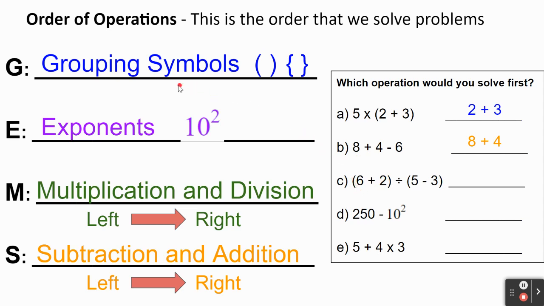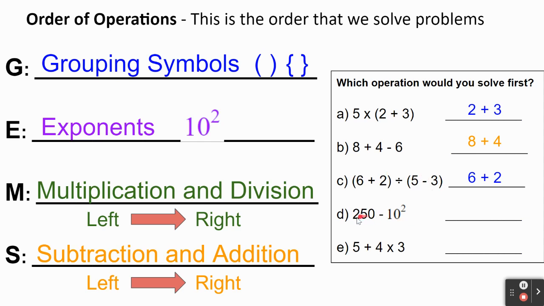We go back to the start and see if there's any grouping symbols in problem C. We can see there are two sets of parentheses, 6 plus 2 and 5 minus 3. So since there's two sets, we're going to solve whatever comes first. 6 plus 2 is what we would solve first. Then we would solve 5 minus 3, and finally divide our answers from both of these parts of the problem. Now let's go to D.